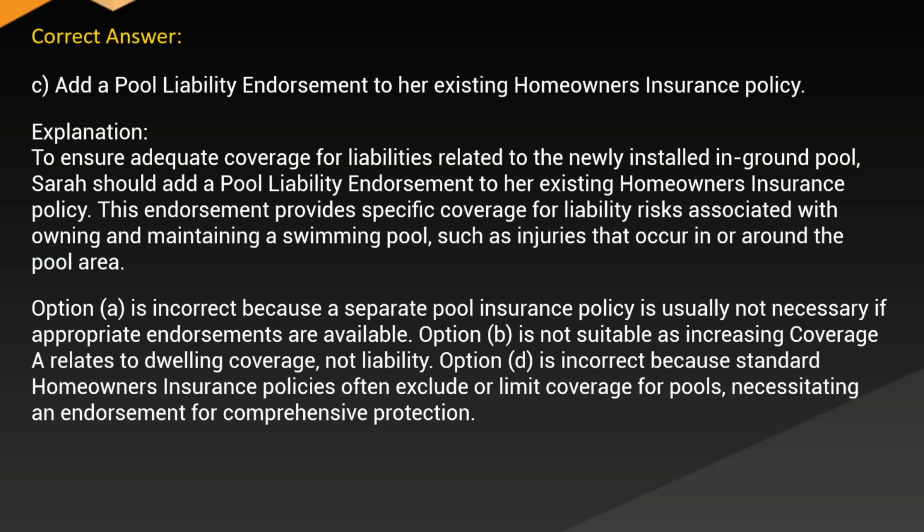Option A is incorrect because a separate pool insurance policy is usually not necessary if appropriate endorsements are available. Option B is not suitable as increasing coverage relates to dwelling coverage, not liability. Option D is incorrect because standard homeowners insurance policies often exclude or limit coverage for pools, necessitating an endorsement for comprehensive protection.